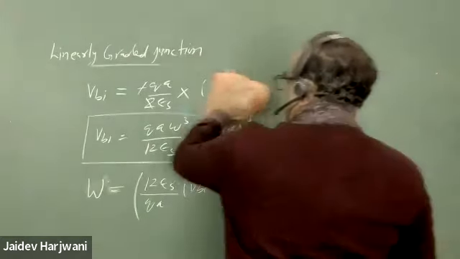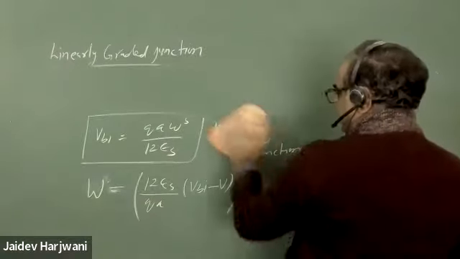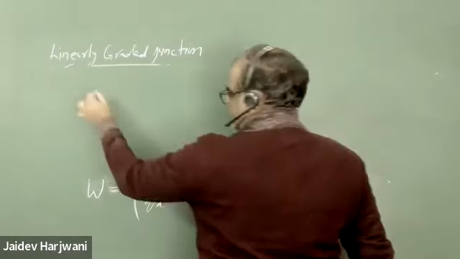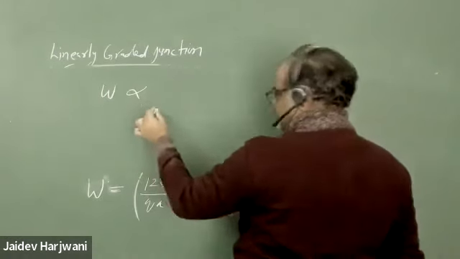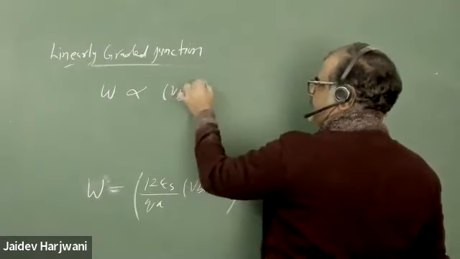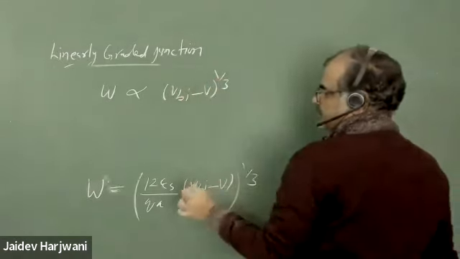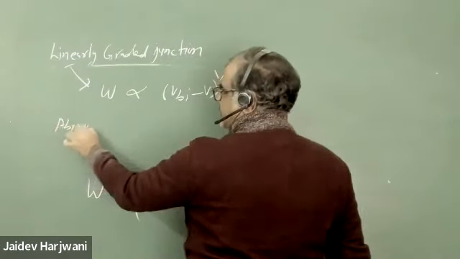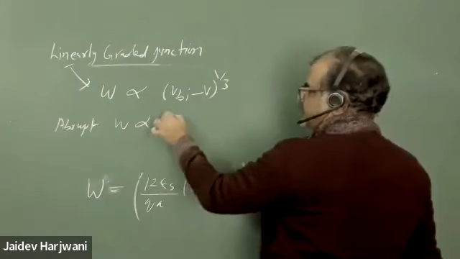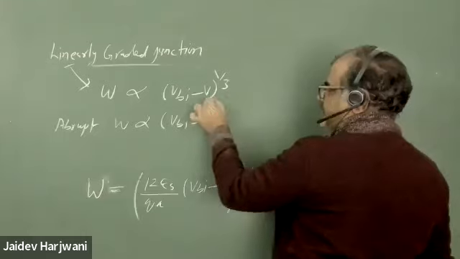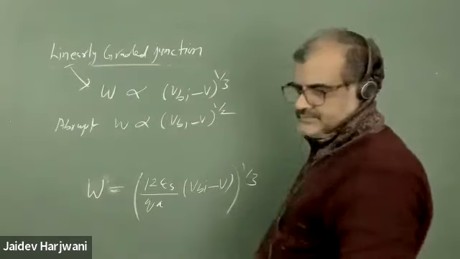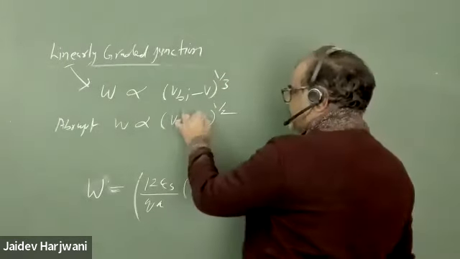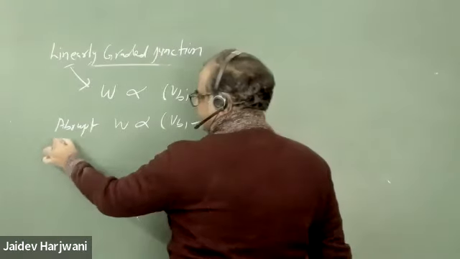So we can write that for a linearly graded junction, my width is proportional to (V_BI minus V) to the power 1 by 3. And for abrupt junction we already know W is proportional to (V_BI minus V) to the power half. So this is the relation you have to remember.